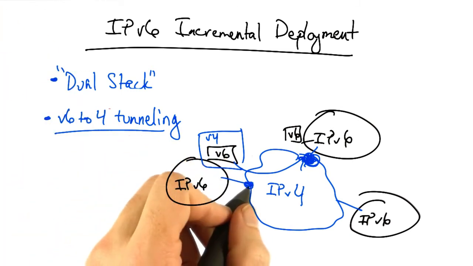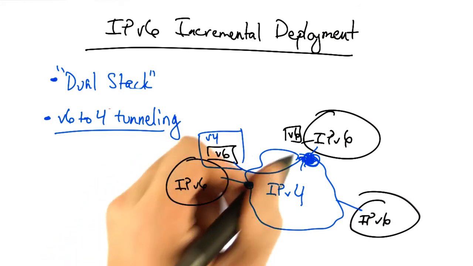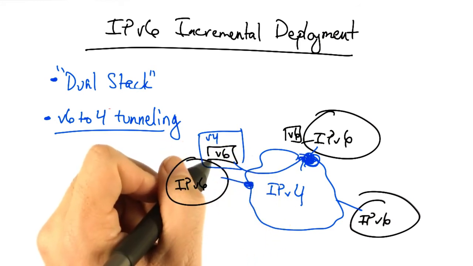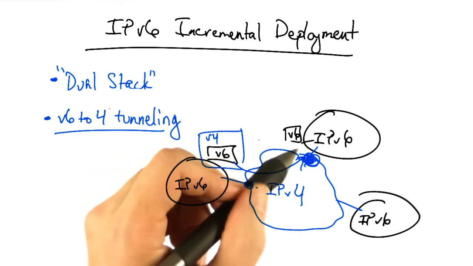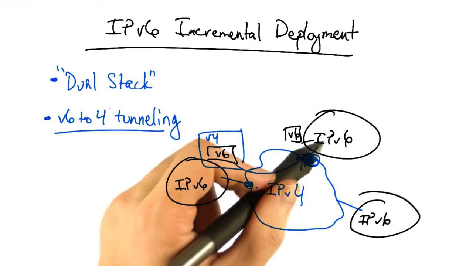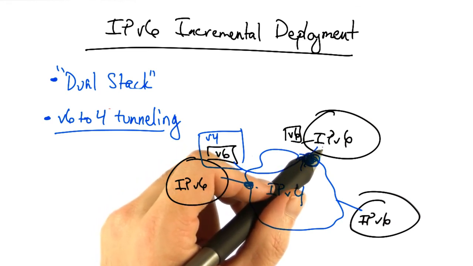This, of course, requires the gateways at the boundaries between the v4 and v6 networks to perform encapsulation of the packet as it enters the v4 only part of the network and decapsulation as the packet enters the v6 island where the destination host resides.